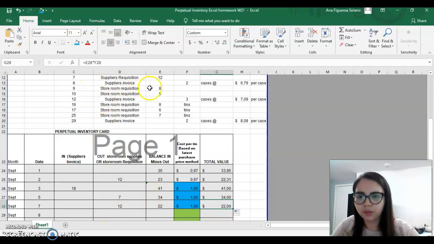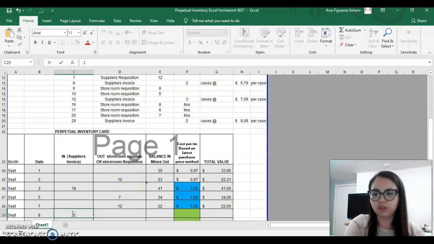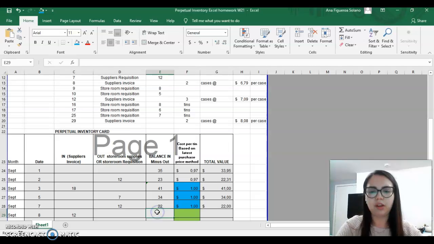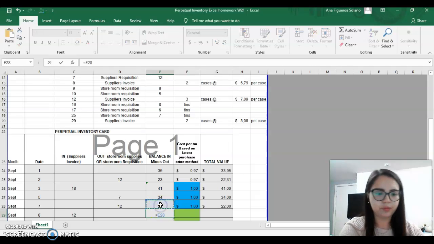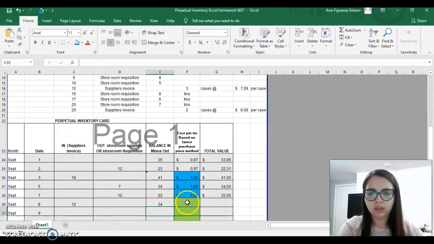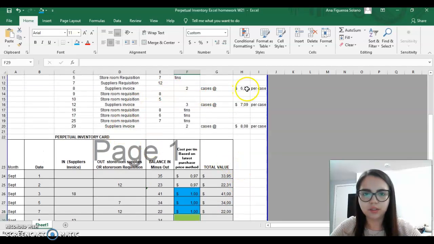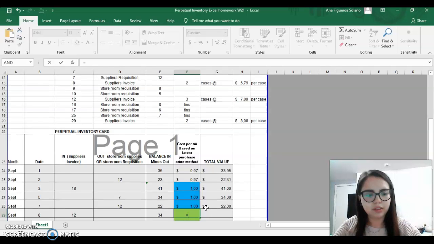For September the 8th, we have an invoice of 2 cases. That means 12 tins or 12 cans. So we're going to add them up. And the price is different. It's going to be $6.79 per case. So equal $6.79 divided in 6.